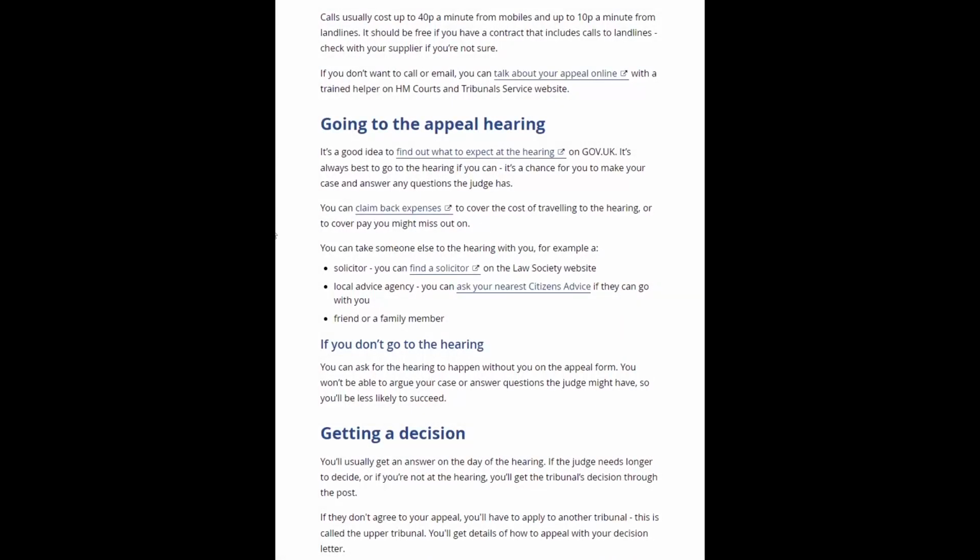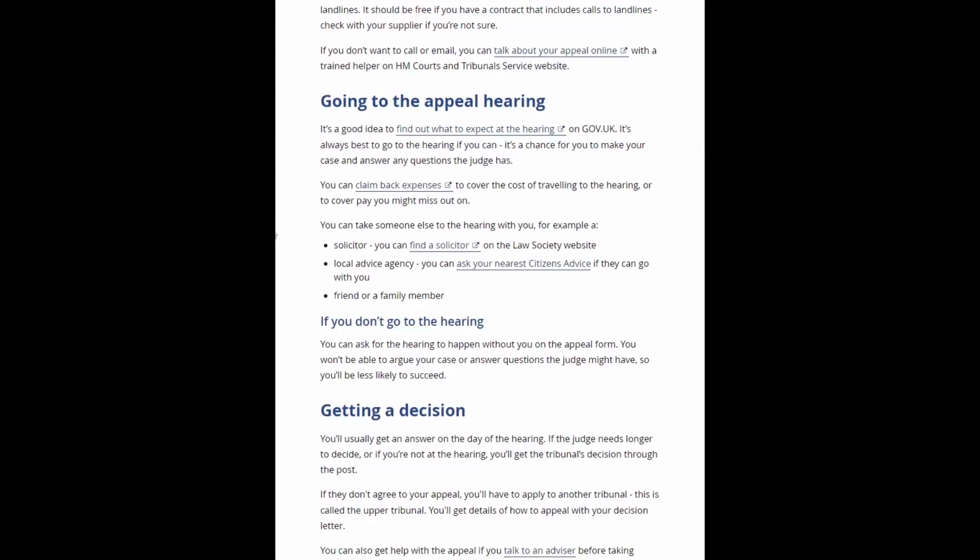Now, obviously, going to the appeal hearing, you have to find out what to expect at the hearing. It's always best to go if you can, and it's a chance to show the judge as well. You can claim back expenses, covering the cost of travelling there. You can take somebody else with you, for example a solicitor, a local advice agency, so that would be CAB or somebody, or a friend or family member.